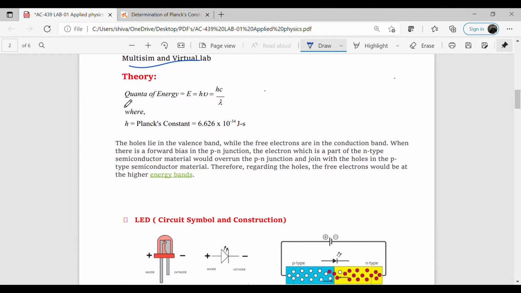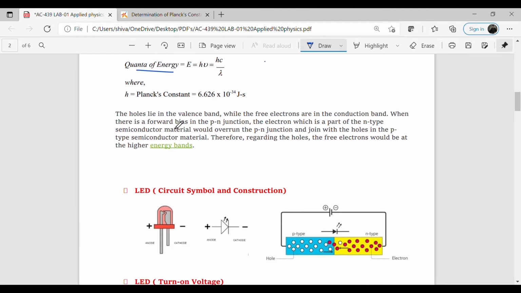So, a brief theory part. You can see that this is a famous equation. Quanta of energy E relates with the frequency of light as E = hν, where h is the Planck's constant. And in this experiment, we will be determining the value of Planck's constant using some sorts of LEDs. So this is a simple theory part.